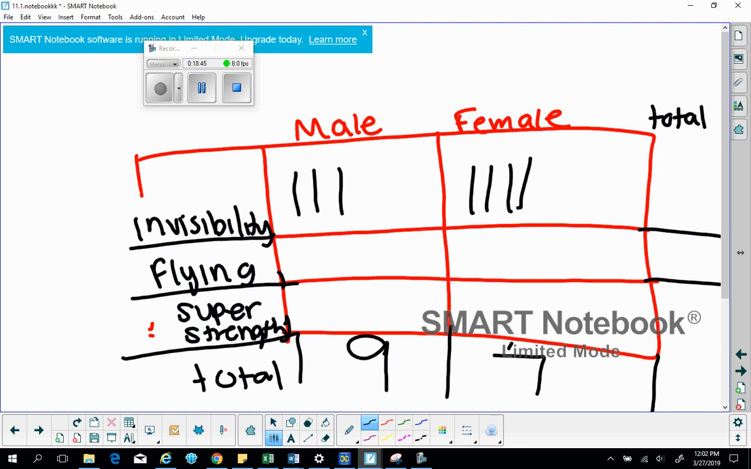How many males wanted flying as a superpower? How many people? No males want flying? You can race a plane. How many females wanted flying as a superpower? Y'all want to fly? I'm going to let it slide in the back. How many? All right.